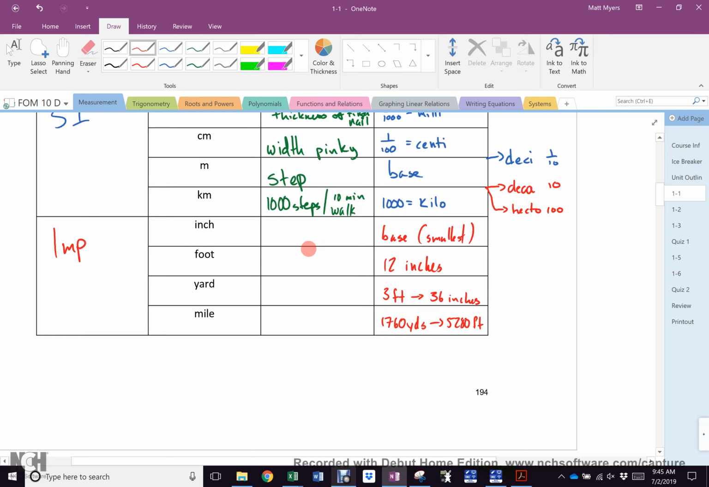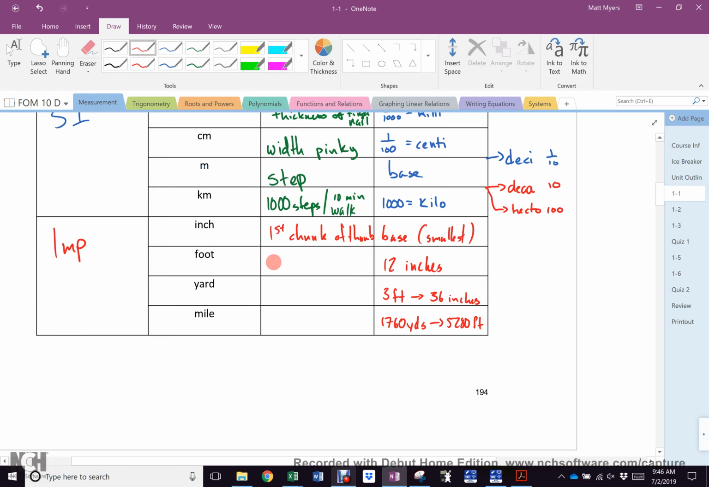But we can still do reference, can't we? If I ask you about how long something is, you have a referent, an inch. So for me, personally, my inch is the first chunk of my thumb. That's what I use. It sounds weird to say, first chunk of thumb.